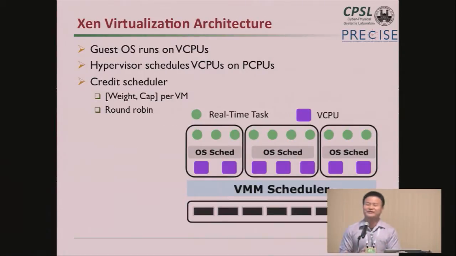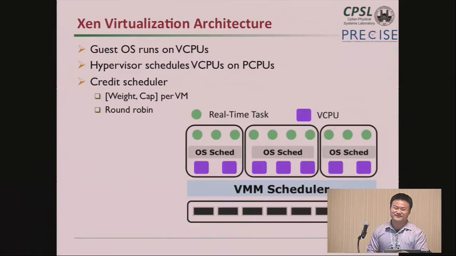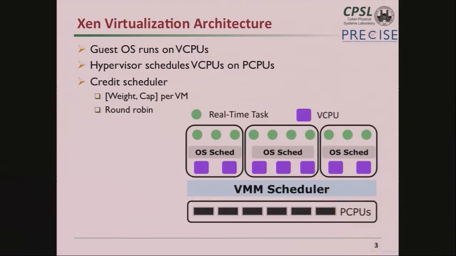So I know all of you are familiar with the Xen architecture, but let me just spend less than 1 minute on this slide. This slide shows the Xen scheduling architecture. Basically, the guest OS runs on a set of vCPUs, and the hypervisor, or the Xen scheduler, schedules those vCPUs on a set of pCPUs, physical CPUs.